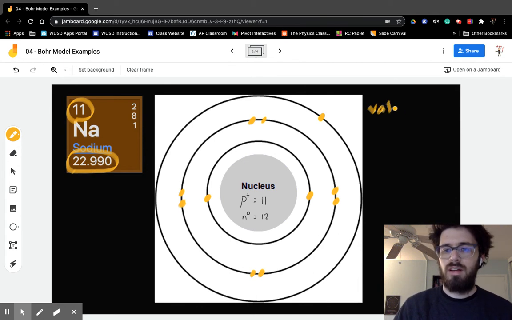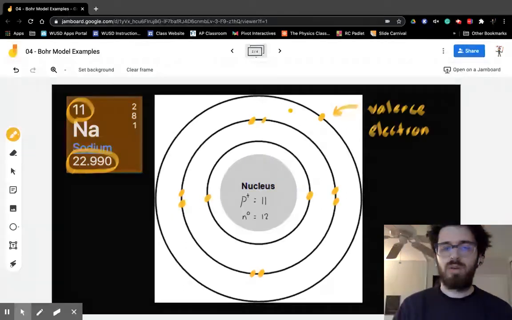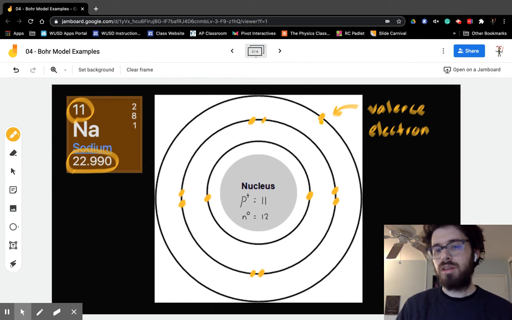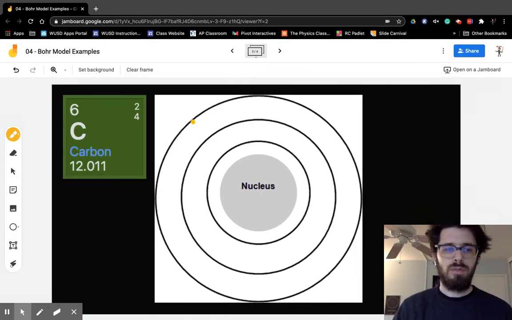It's called a valence electron. Note to self: don't write in highlighter. This is called a valence electron, and it's called a valence electron because it's on the outer orbital. Now, it's these electrons that we use to predict what type of bonding behavior atoms have. Okay. Let's go ahead and move on to the next example, which is that of carbon.